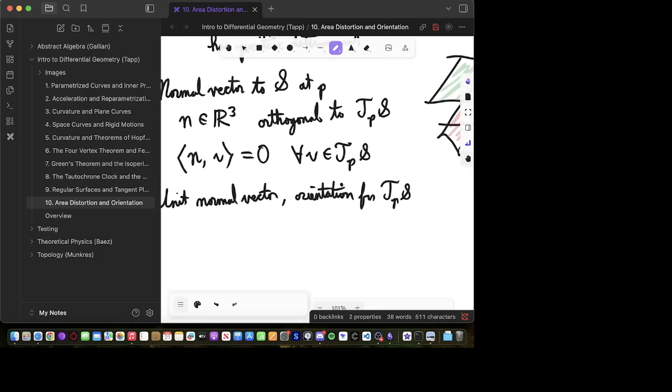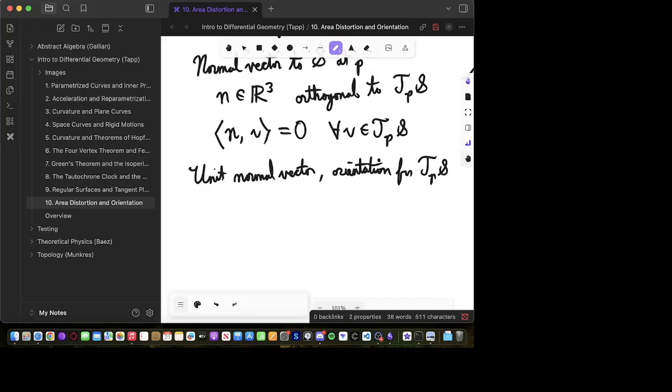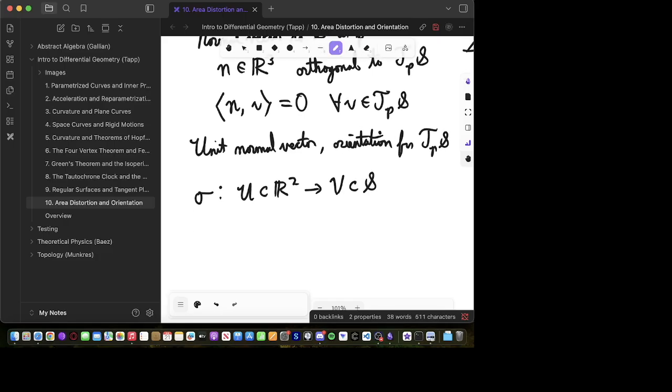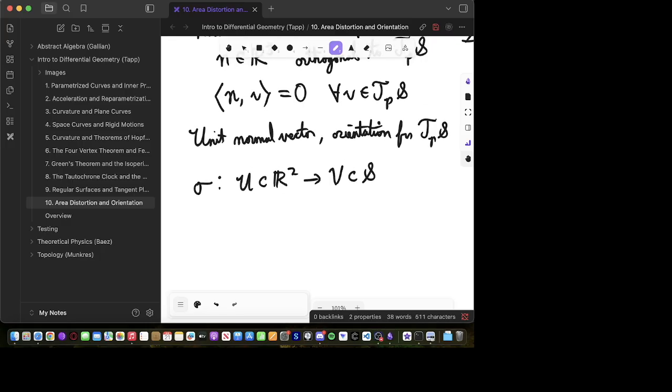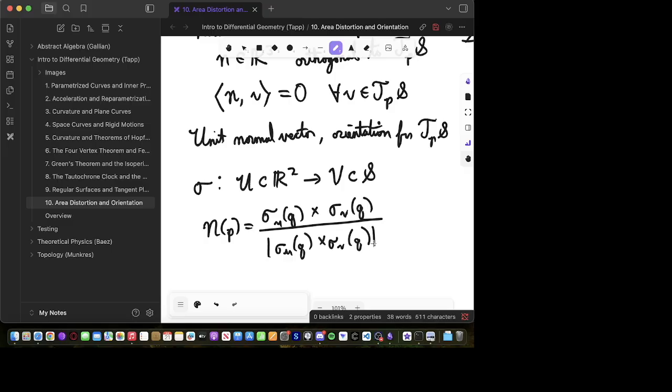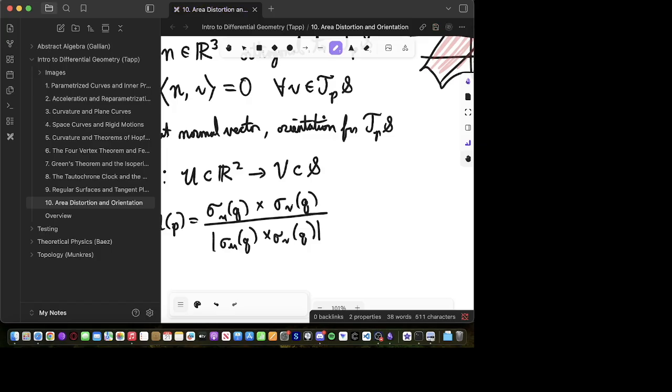So we can actually find a formula for a unit normal vector at a point P. If we have a coordinate chart as defined in the previous video, if you consider its partial derivatives, then we have that the normal vector, where sigma of q equals p.